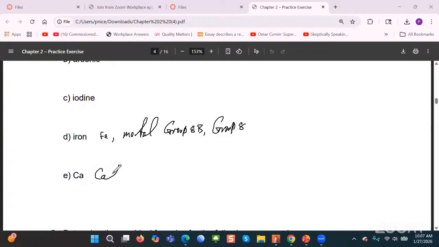And then in the case of calcium, in this case they gave you the formula, so you need to write the name. And again, calcium is a metal. The group number for calcium is group 2A, which is the older system, or simply group 2.